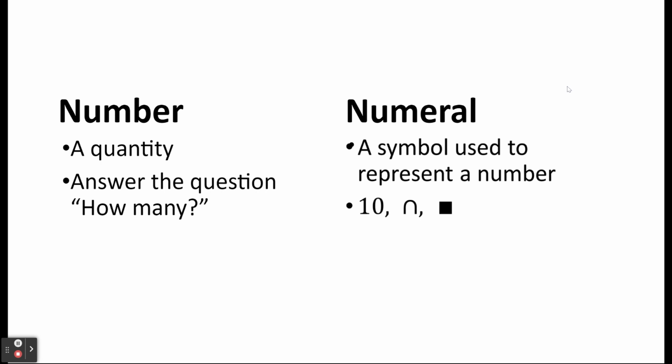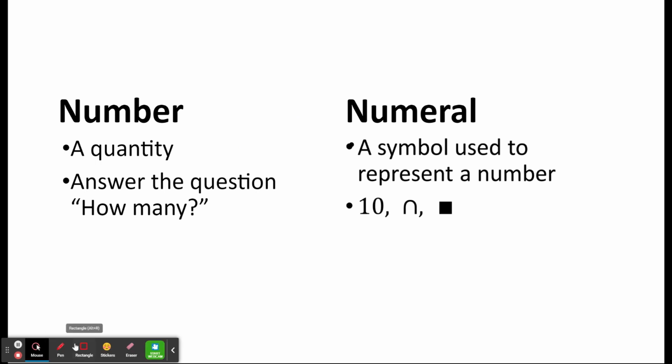First off, we have to define what's a number versus what's a numeral. A number is an actual quantity, like you have 2 eyes, you have 10 fingers. It answers the question, how many? However, we can't just have that be a thought process. We actually need to be able to decipher and see what we're talking about. And so that's where the numerals come in.